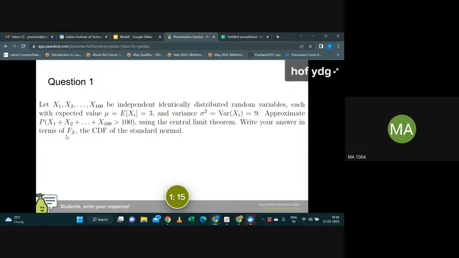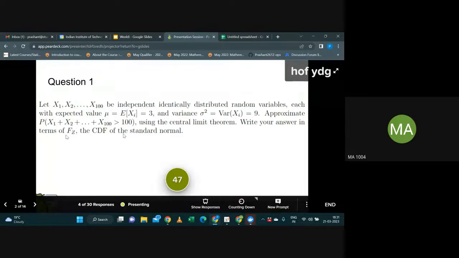Whatever your x is, whether it's a binomial, a Poisson, anything, when you increase your n, when n tends to infinity, when n is large, the approximate distribution of x1 plus x2 plus ... plus xn divided by square root n will be normal 0 comma sigma square.